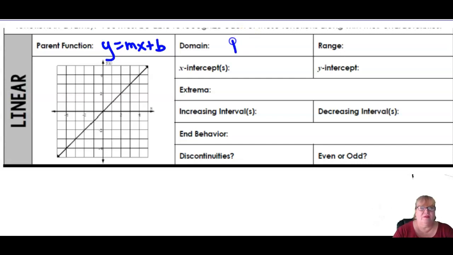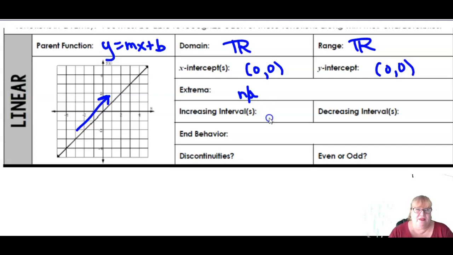The domain is all real numbers, and the range is all real numbers, which you could write negative infinity to infinity. The x-intercept, when it is in its most generic form, is 0, 0. There are no extrema. The whole thing is increasing because it goes up as we go left to right. As soon as we put a negative slope in there, it's considered a reflection and it will be all decreasing. So the form we are in, it is increasing everywhere.